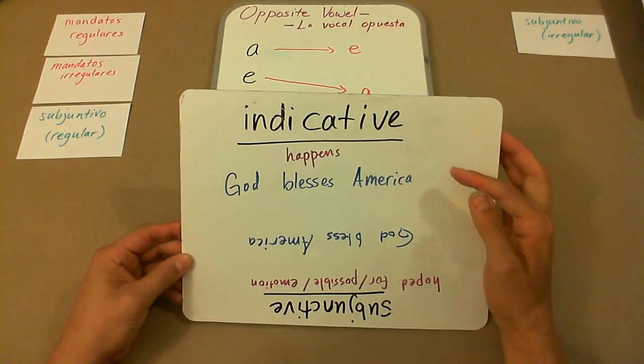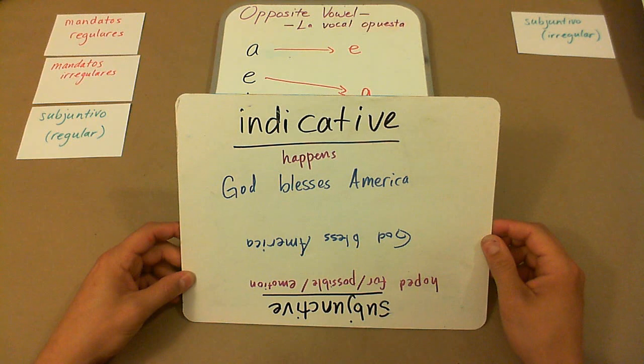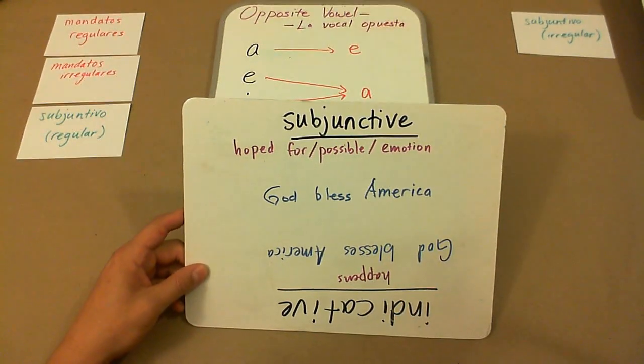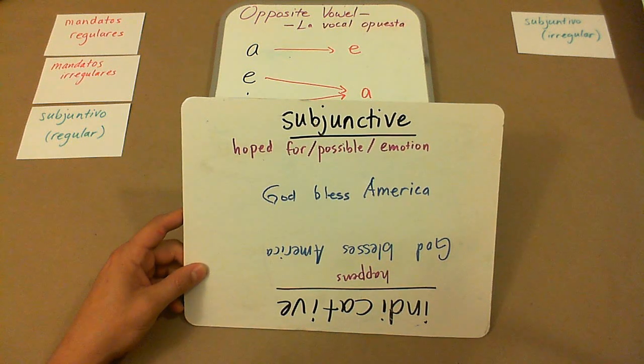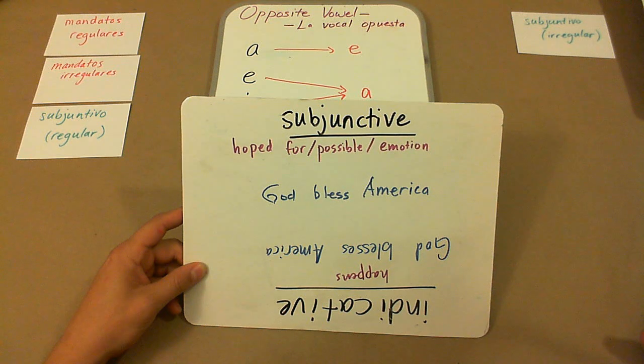Of course there is. God blesses America talks about what happens. That's what he does. But when we say God bless America, this does not mean that it actually happens. God bless America is an expression of hope, something that you hope for. You want God to bless America. You pray that God bless America.